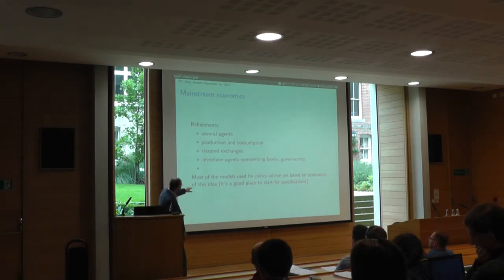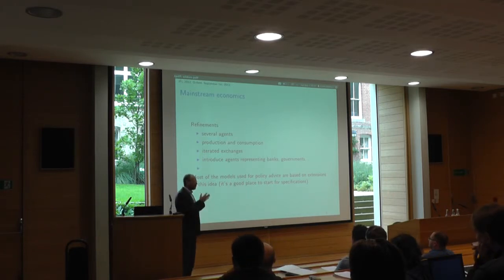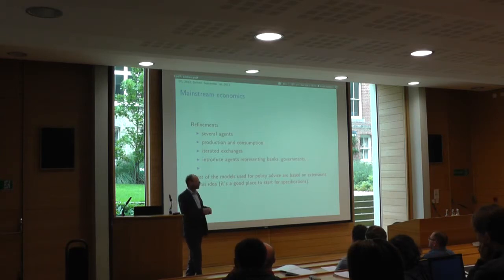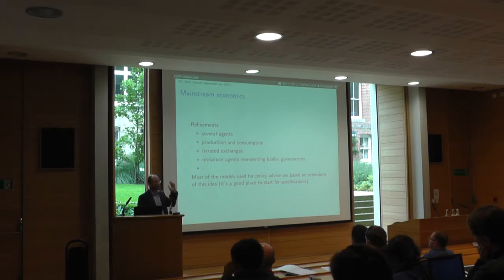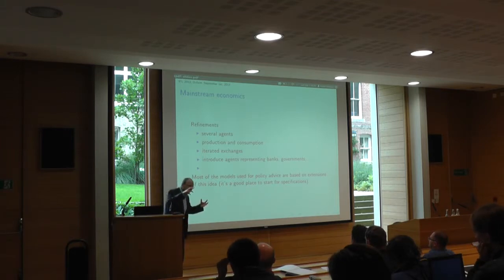Now, this was a very good place to start, because it turns out that all mainstream models are just refinements of this idea. If you have more agents, you can have good creation, you can have good consumption. Among the goods you can have is labor, you can have a labor market, you can have credit, you can have banks, you can have government regulations, many steps instead of just one step of trading and so on, but everything is within this frame. It's a good place to start, not a good place to end.